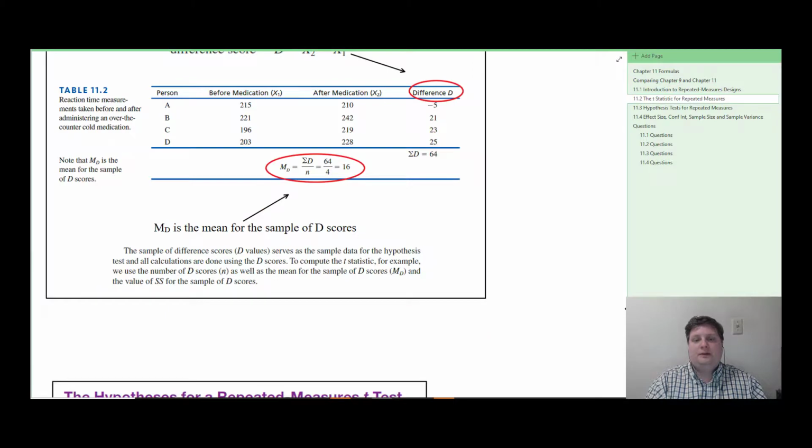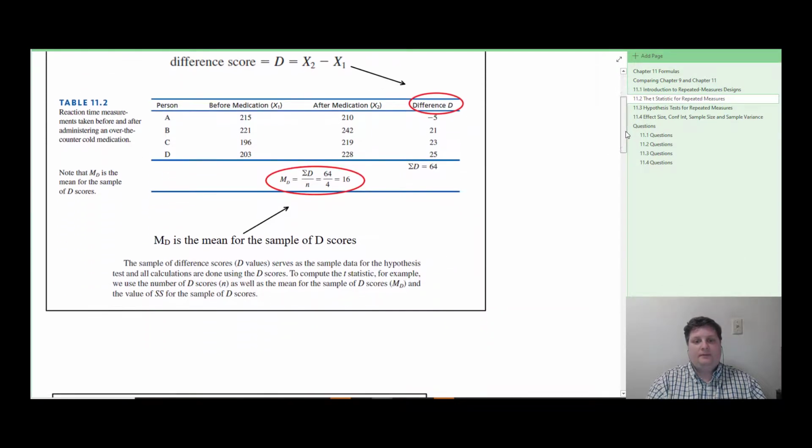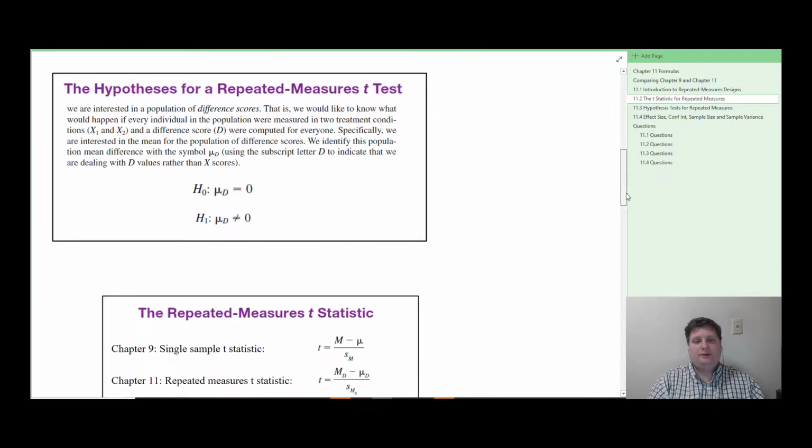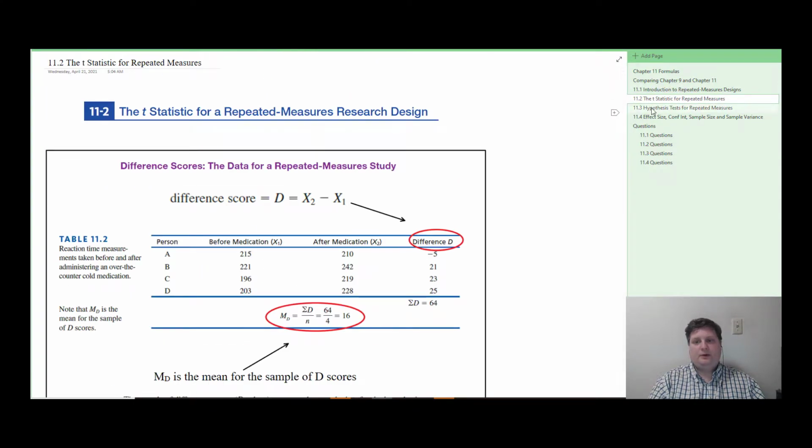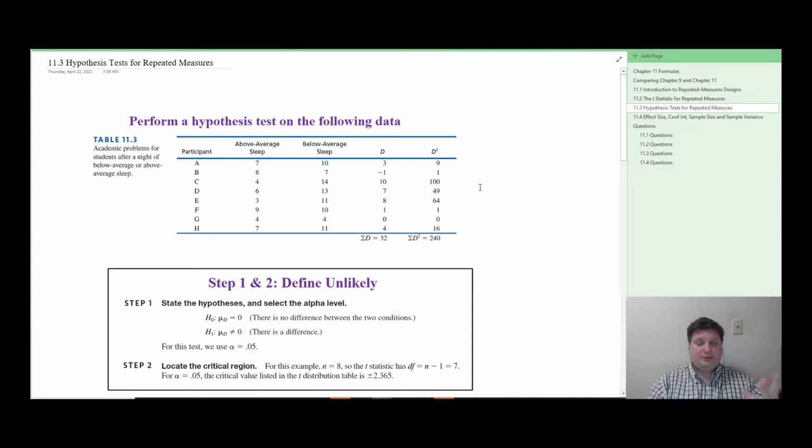The good news is I've already said almost everything that's in this chapter. I've already gone through how you get a d-score. I've covered this material. This is pretty much what we've been working on. I explained the hypothesis. I'm not going to go into any detail because I would just refer you back to chapter 9.